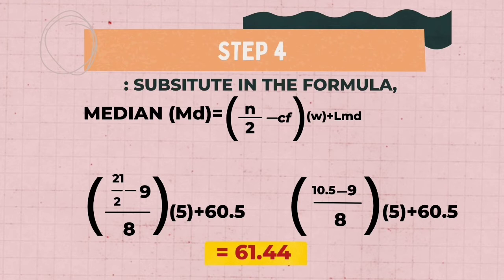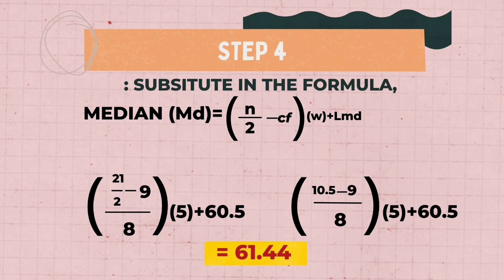We have to take note that n is the sum of our frequencies, CF is the cumulative frequency of the class preceding or before the median class, F is the frequency of the median class, W is the class width, and L sub MD is the lower boundary of the median class. By looking at the table, n is equal to 21 since the total number of frequencies is 21. For CF, we have to remember that our median class is 61 to 65, with 17 as the cumulative frequency. So the cumulative frequency before 17 is 9.